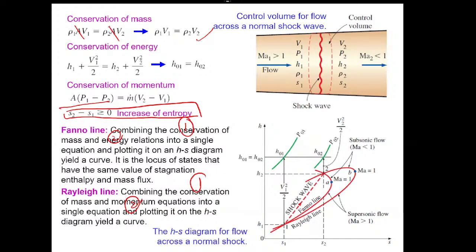However, there is a change in the energy and the momentum. So this is the Fanno line, this is the Rayleigh line, and this is the shock wave. Then the relations between various properties before and after the shock for an ideal gas with constant specific heats.